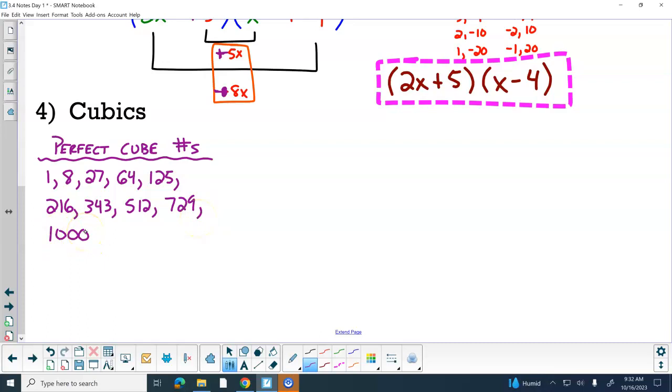How do we come up with those? Cube the number, multiply the number by itself 3 times. 1 times 1 times 1, 2 times 2 times 2, 3 times 3 times 3, 4 times 4 times 4, etc.